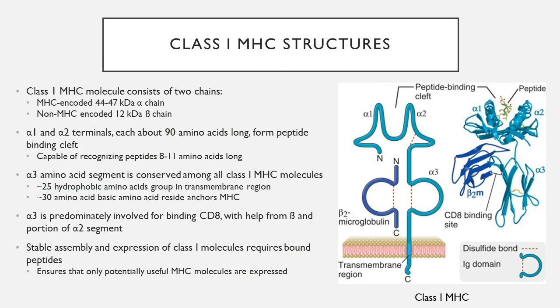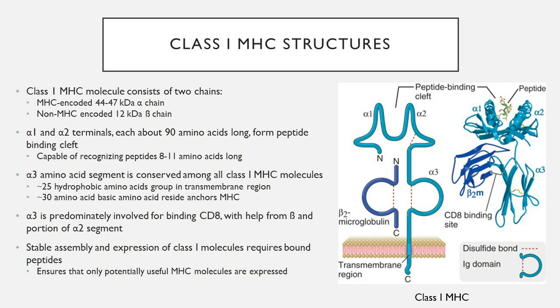So now let's discuss the specific structure of class 1 MHCs. Class 1 MHCs consist of two chains: the long alpha chain and the short beta chain. As you can tell, the alpha chain is the part that contains the peptide binding cleft, and because that's the part that's polymorphic, it is encoded by MHC genes, whereas the beta chain is not.